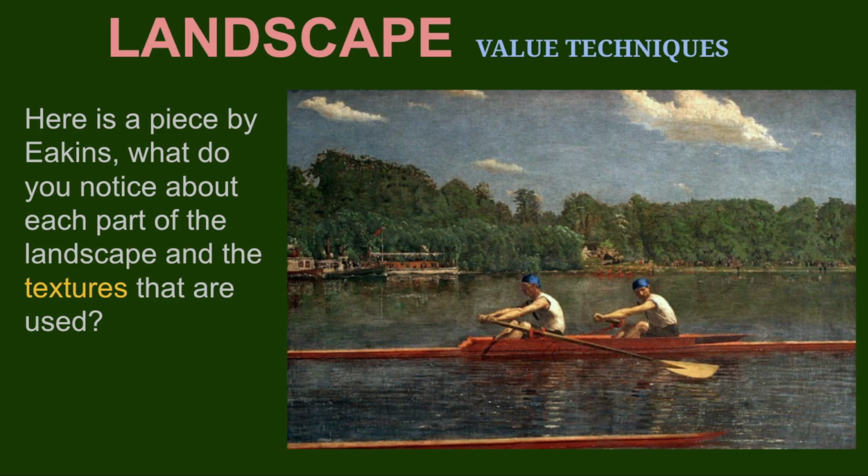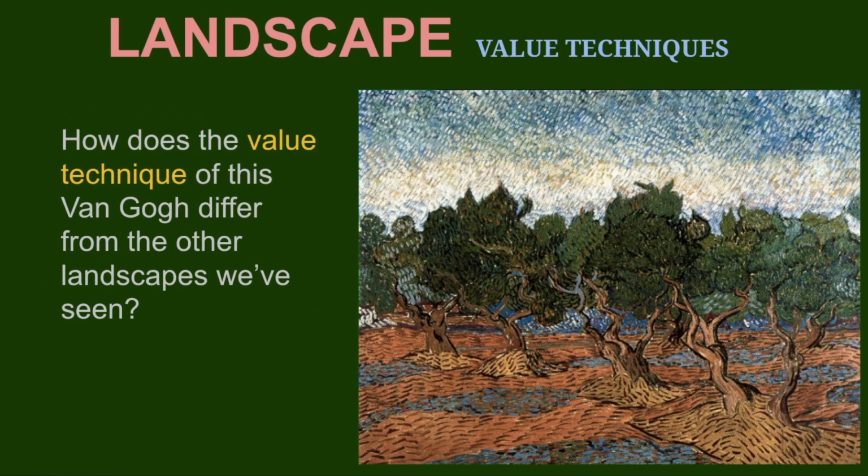This happens to be a painting by Eakins, and hopefully you can see he used a smoother value technique in the boat and in the rowers, and then he used more of a scumbling technique in the trees. And it's actually almost a line rendered technique that he was using in the front of the boat there to create the waves in the river or lake that they are on. This is another Van Gogh, and again, you can see his very iconic style of using line rendering as he was painting.